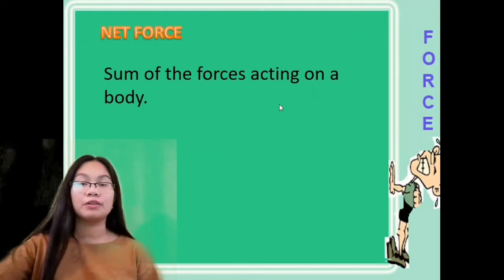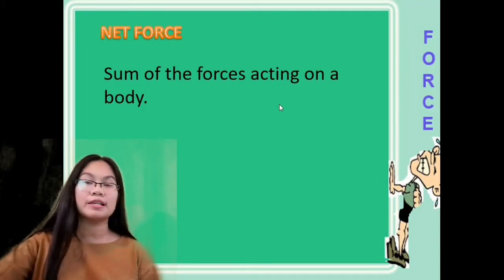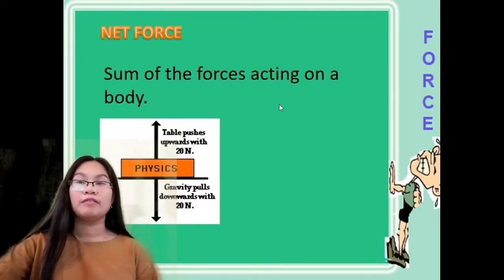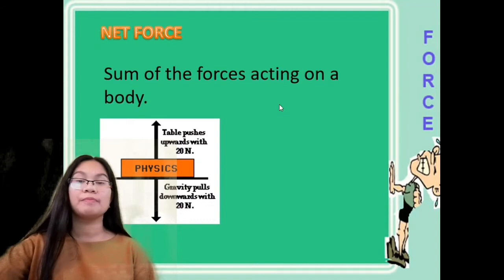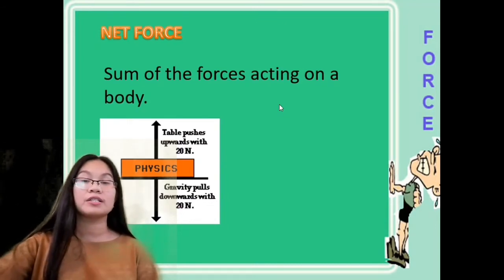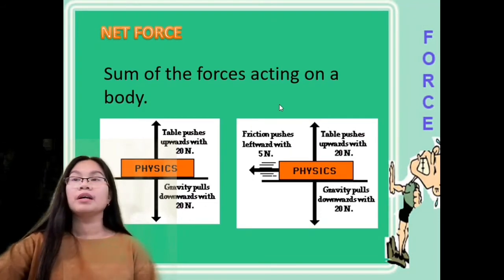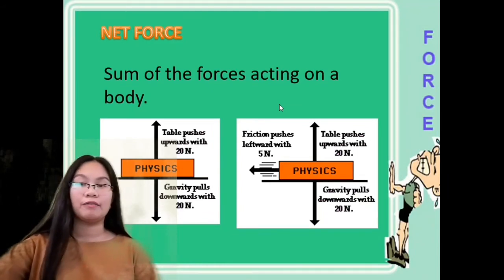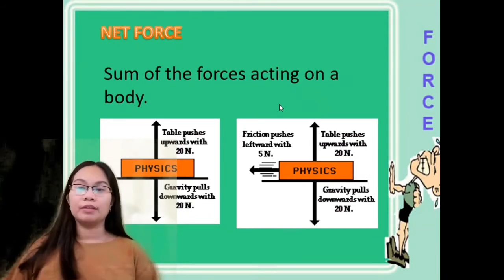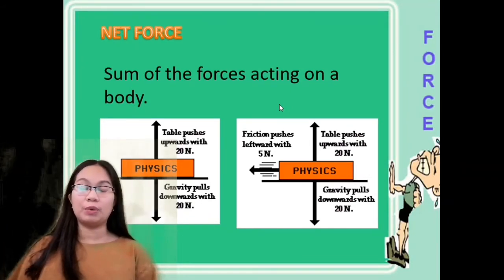When we say net force, we are talking about the sum of all the forces acting on the object. Let me show you some examples of very simple calculations of net force. You have here a physics book. Then there's a normal force acting on it upward, that's 20 newtons. And then there is also a gravitational force, 20 newtons downward. So the net force here is equal to 0. Then looking at this illustration, you have a physics book again. Along the y, the net force is equal to 0. But when you look along the x, you can see here that there is a net force of 5 newtons to the left.